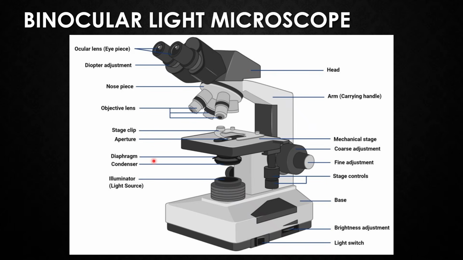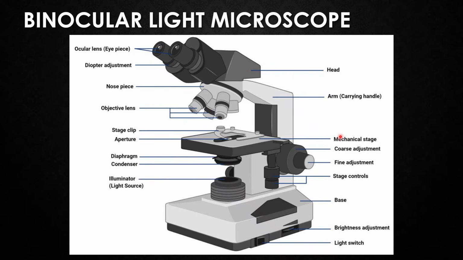And next is the diaphragm. The diaphragm controls the amount of light into the condenser. This is the diaphragm. It controls the amount of light into the condenser. And the next part is the aperture. The aperture measures the ability to gather light and to resolve fine specimen details while working at a fixed objective or specimen distance.